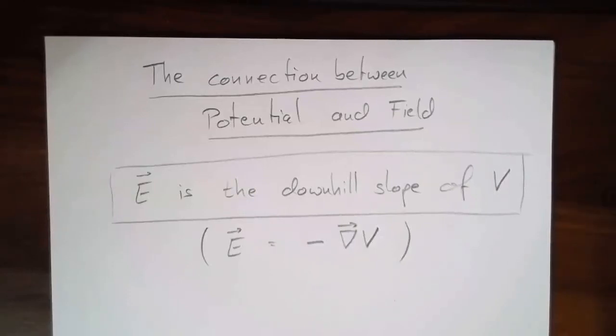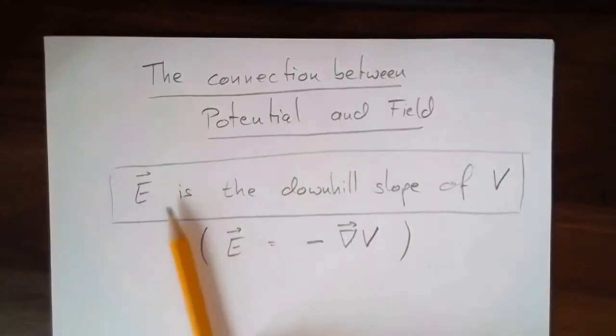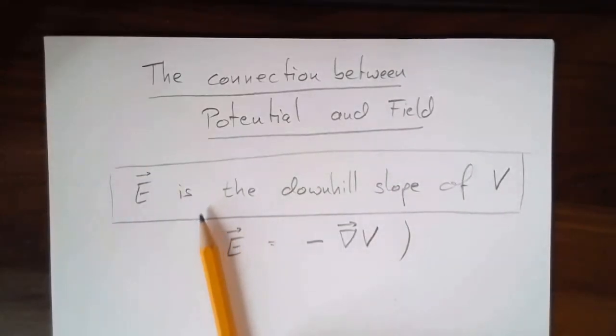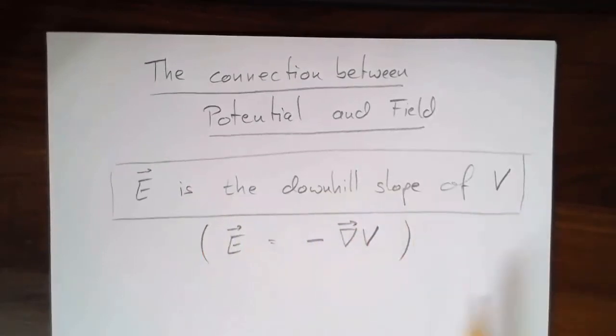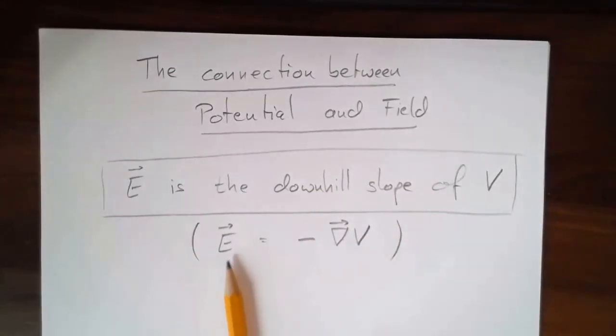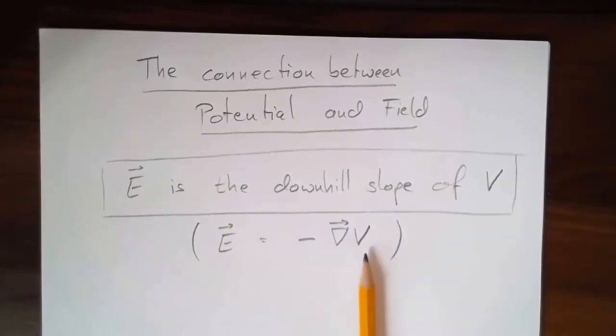Hi. In this video I'm going to try to make sense of the connection between electric potential and electric field. And the key insight we're going to understand here is that the electric field is a vector that gives me the downhill slope of V. And mathematically we write it like this. E as a vector is minus the gradient of V.